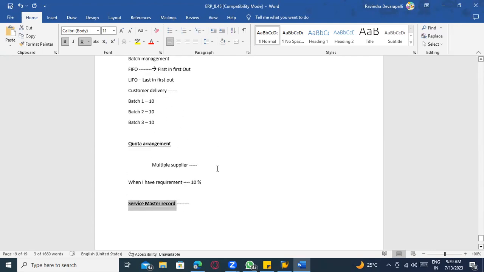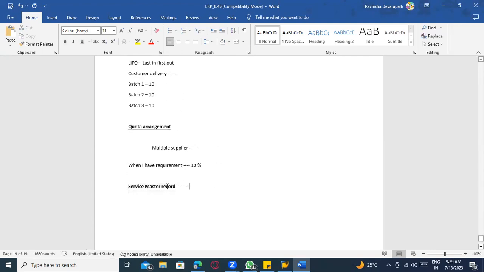Basically, manpower. So service master records: services are not stockable material, they are not inventory stock related, correct? We just take that service from the vendor and pay the amount. It may be cleaning, painting, washing, maybe installations. All these kinds of things come under services. These are not stock related; they are intangible, not tangible goods.